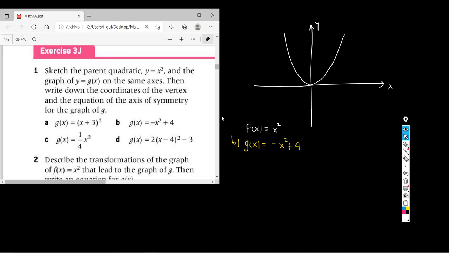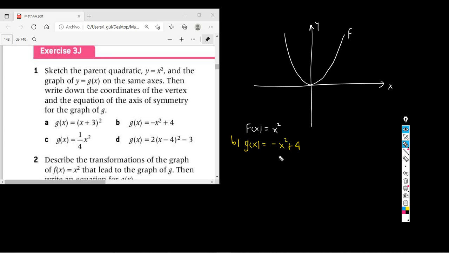So next, letter B, we have g of x equals minus x squared plus 4, which is right here. This is the parent function in white, which is f. And let's see what g is doing. g is a transformation of f. This function is actually a transformation of this parent function. And what is it doing? How is this going to look in the end when we draw it in this set of axes?